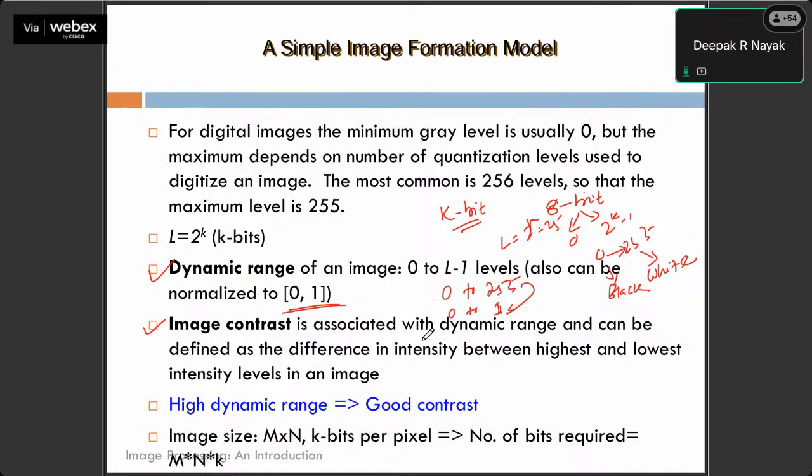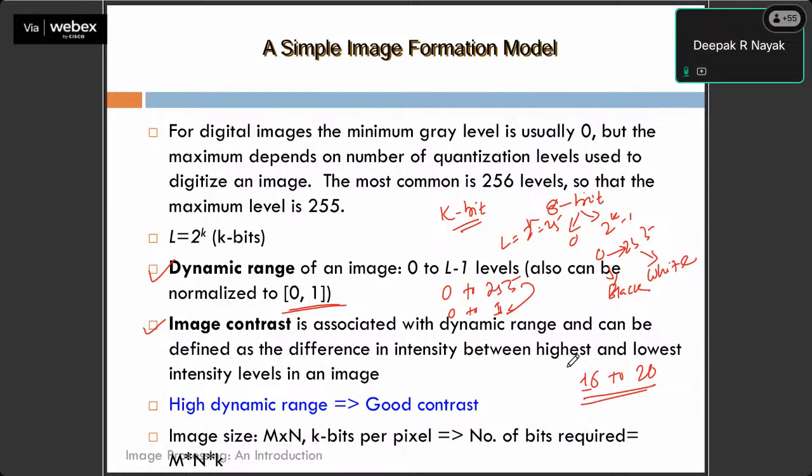So the more the contrast, the more the dynamic range. A high dynamic range image has good contrast because the dynamic range is good. So poor dynamic range images are poor contrast images. If, let's say, out of 0 to 255, you are only using pixel values 10 to 20 to represent one image, this would definitely be a poor contrast image.